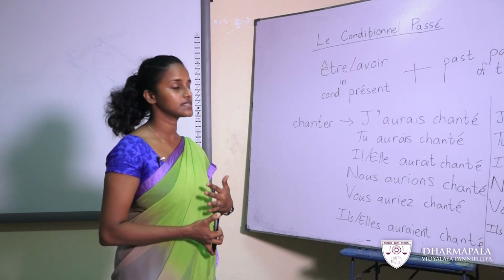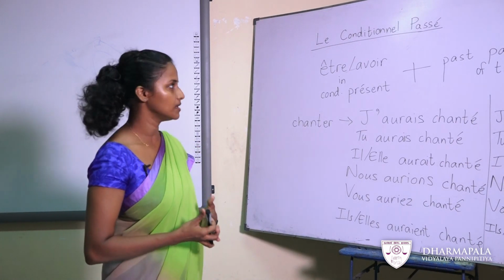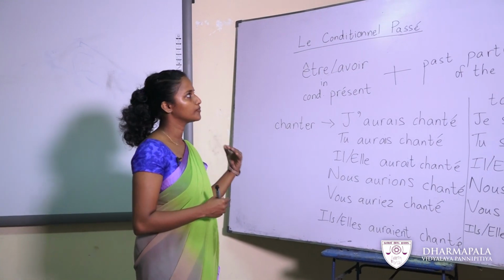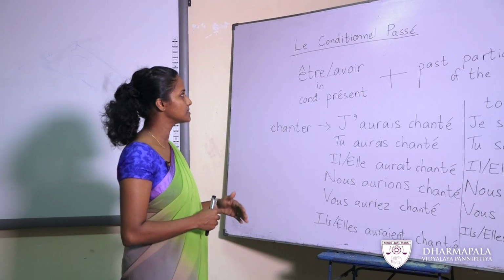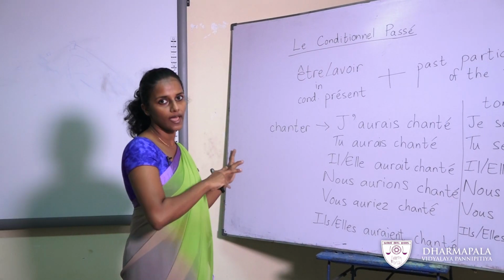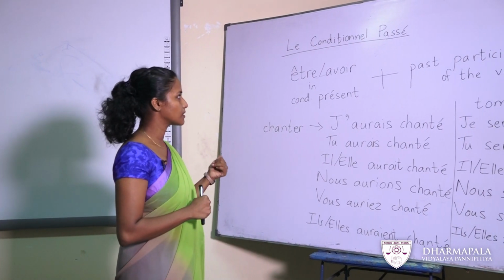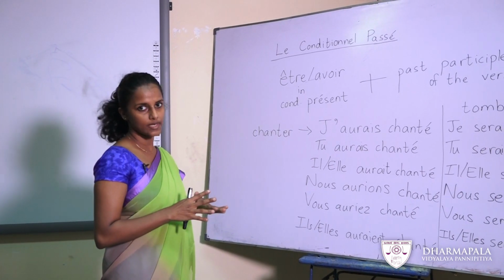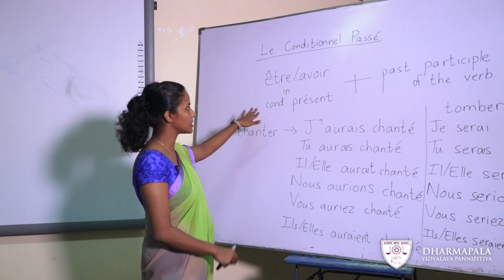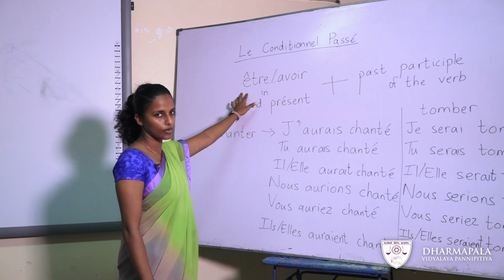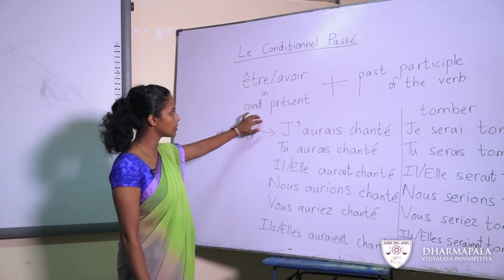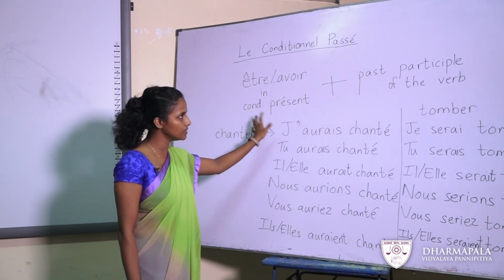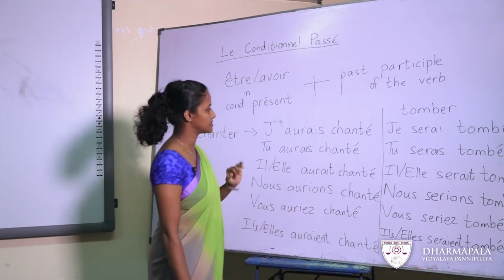Le conditionnel passé. This is the passé of le conditionnel présent. Now, as usual, for past tenses in French we have the two verbs, être or avoir, and the past participle of the verb. So, in the conditionnel passé also, we have to conjugate être or avoir in conditionnel présent, and then add the past participle of the verb.